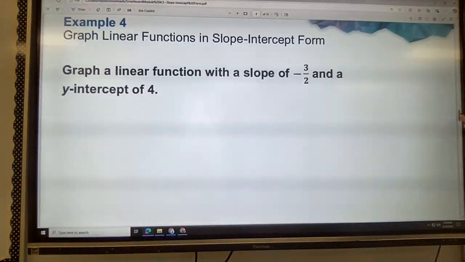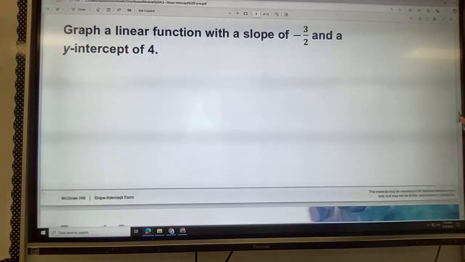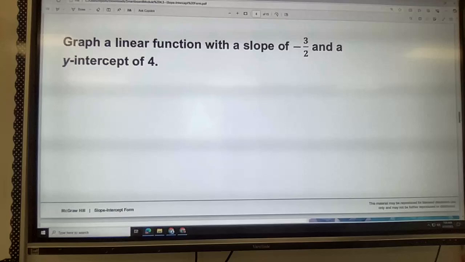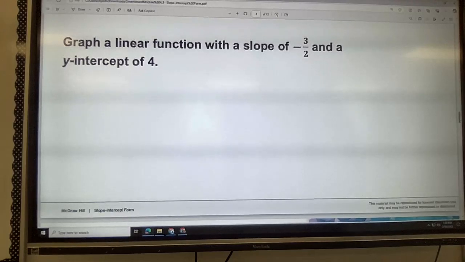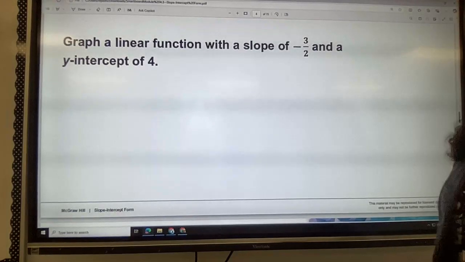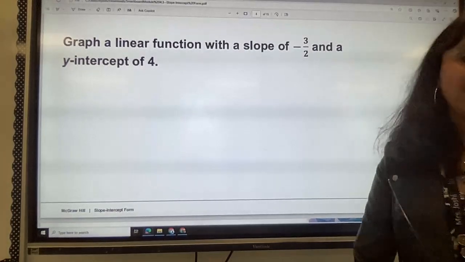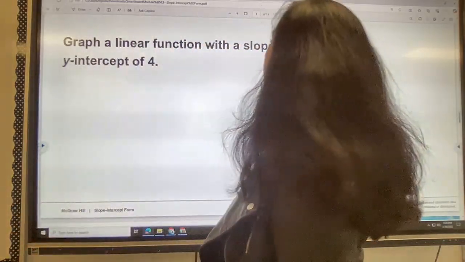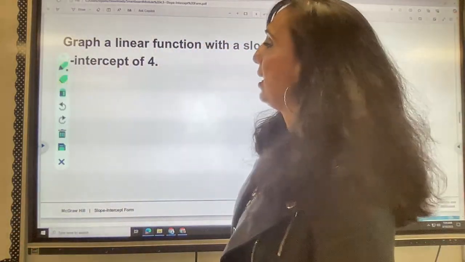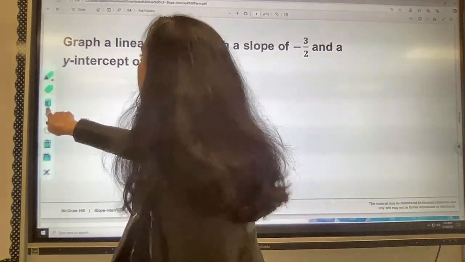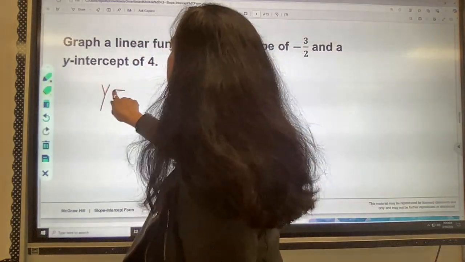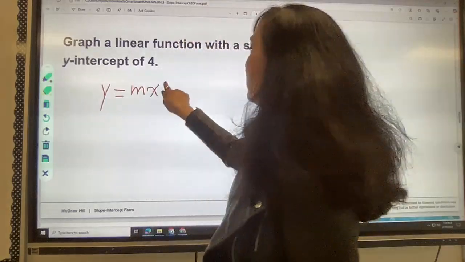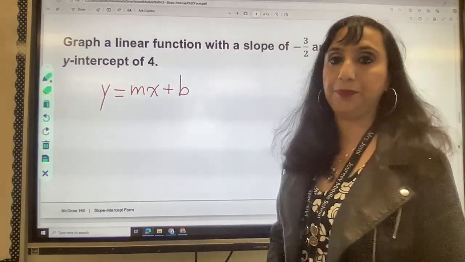So let's look at the first one. We are going to graph a linear function with a slope of -3/2 and a y-intercept of 4. And I am going to write it in the slope-intercept form. What is my slope-intercept form? It is y is equal to mx plus b.